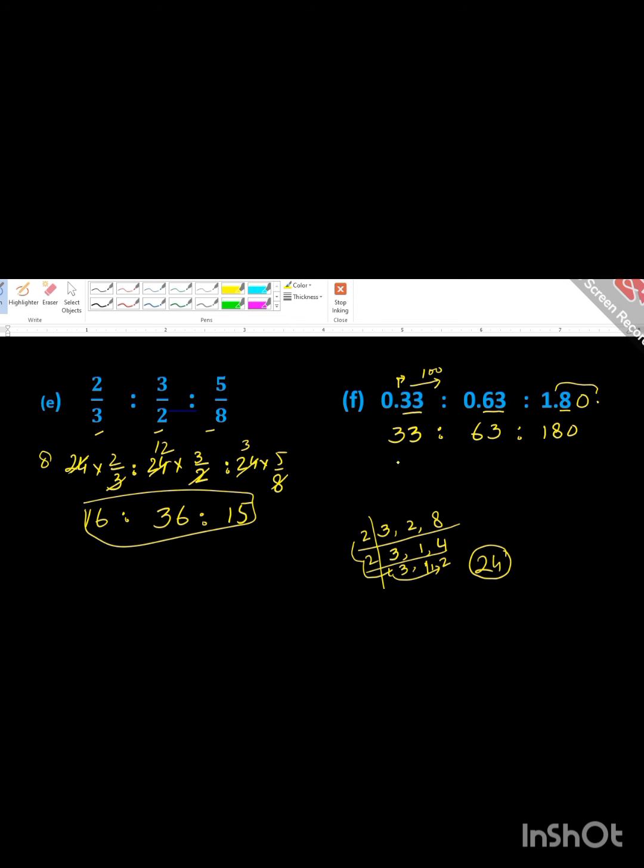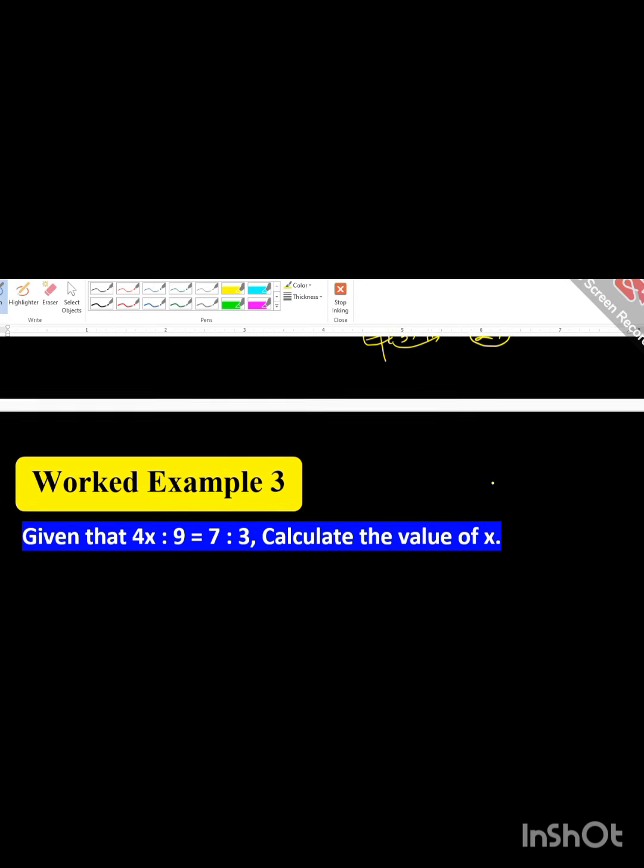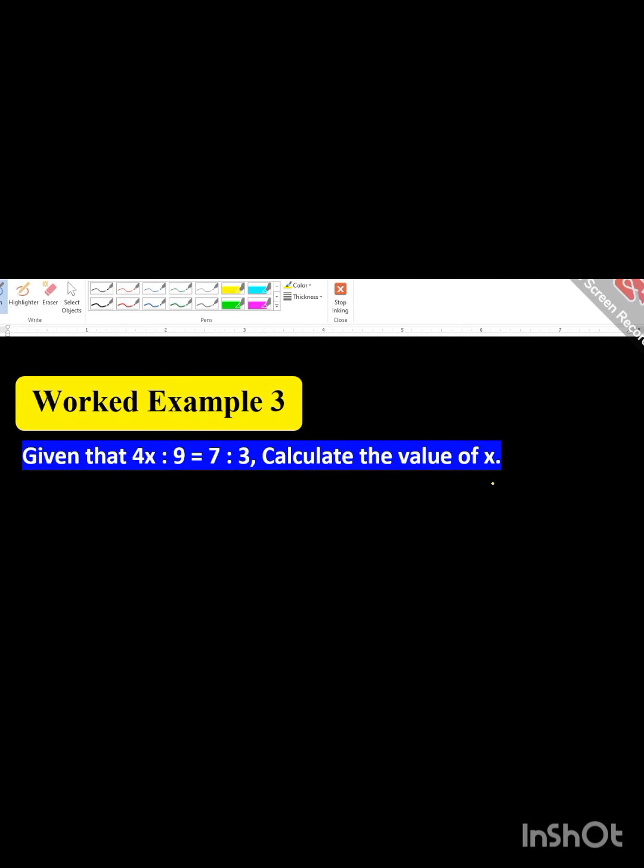So what are the factors? HCF of 33, 63 and 180, that is 3. It is divisible by 3, quite easy. 11 3s are 33, and 21 3s are 63 and 6 3s are 18 and 60. And it is not further divisible, so the answer is 11 ratio 21 ratio 60. Clear?